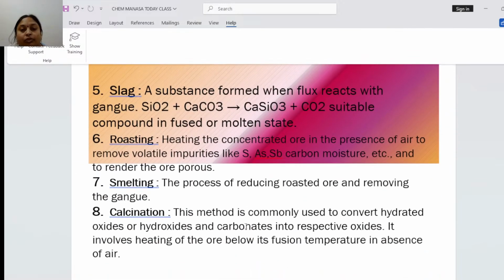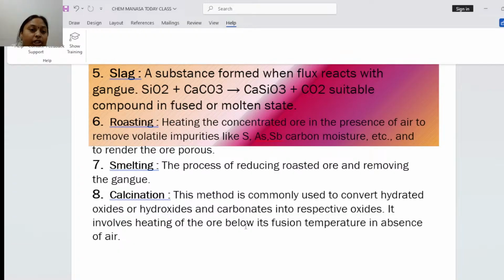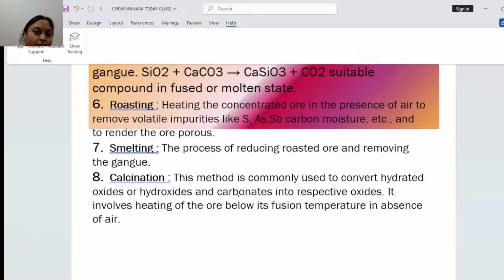Slag. When the substance gangue is mixed with the flux, it will be known as a slag. And next topic, roasting. It is a very, very important one.